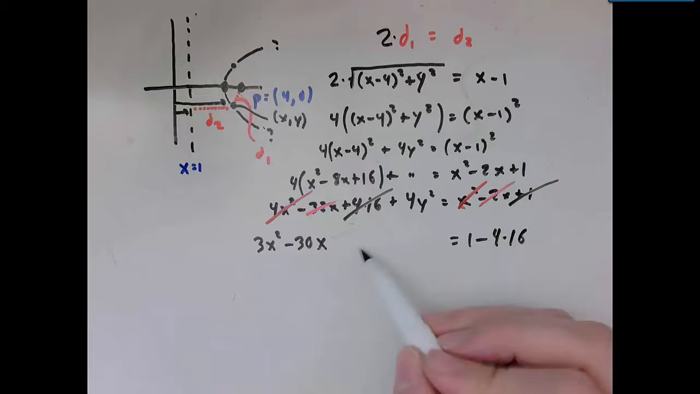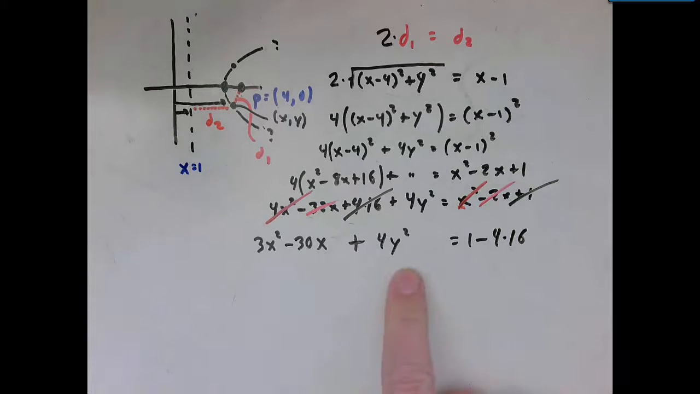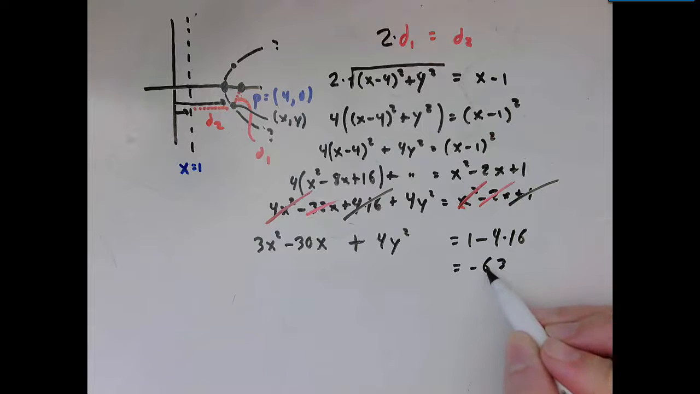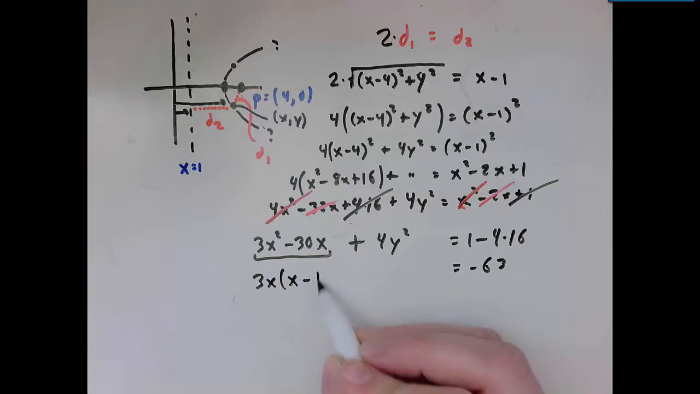And then here we've got 4y squared. Okay, so far so good. So we've got all the variables on this side, and we've got constants on this side. I guess let's maybe go ahead and make this just negative 63, which is what it is. So I hope that this right here is screaming out at you for simplification. You might be tempted to do this, 3x times x minus 10.